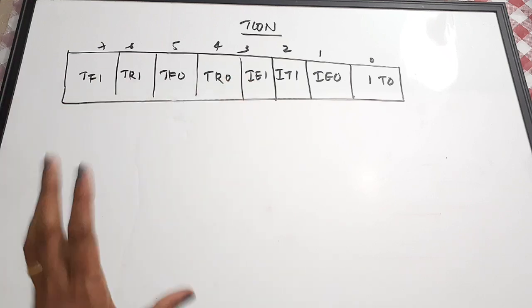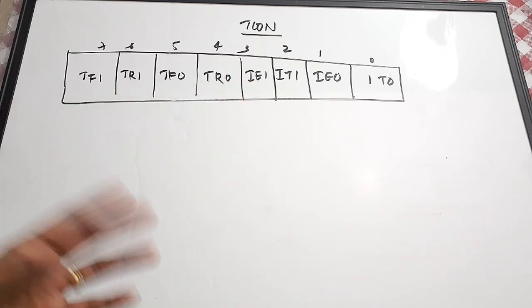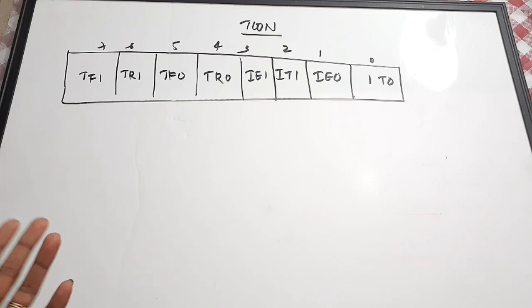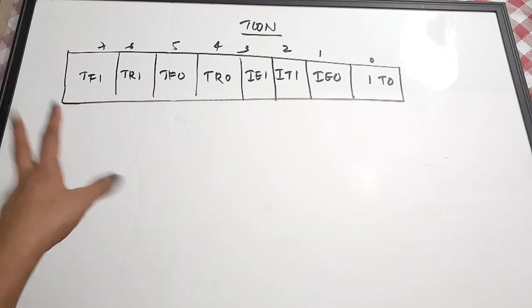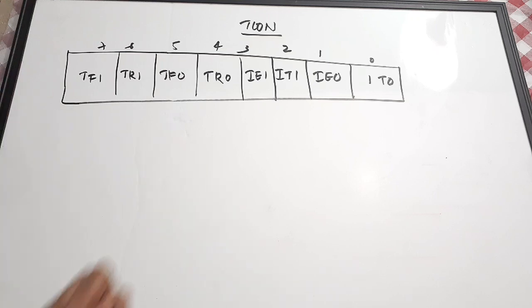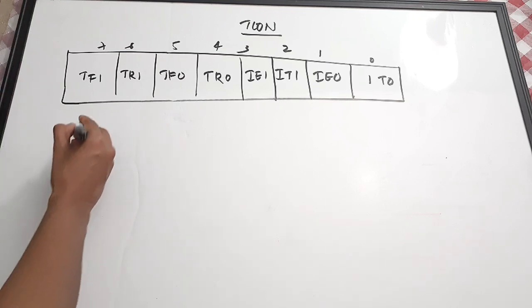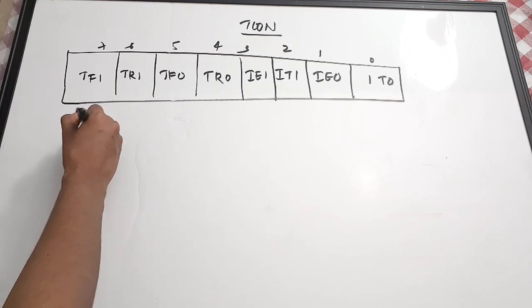You can see here 1 and 0. Ones correspond to the timer 1 fields and zeros correspond to the timer 0 fields. The functionality is the same for both timers. That's why we differentiate using ones and zeros. Okay, so we'll start from TF1.